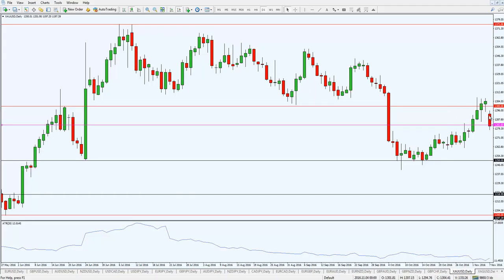So in this example, the market has now closed below my trailing stop loss and I would exit the trade. This is how you can use 2 ATR, 2 times the average true range, to trail your stop loss. It's pretty straightforward, pretty simple.